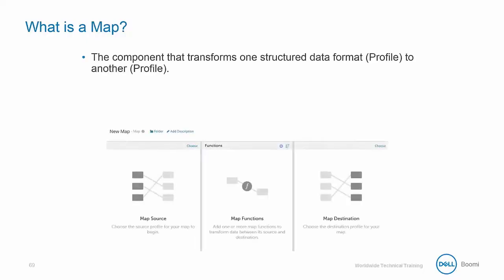Now, a map shape transforms one structured data format or profile into another. In our case, we'll be transforming our XML files to CSV flat files.